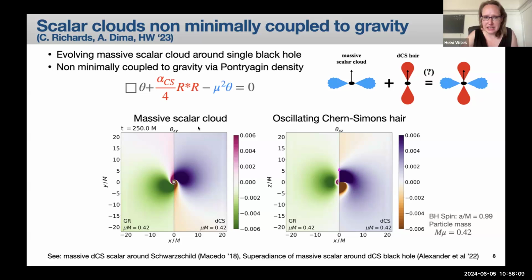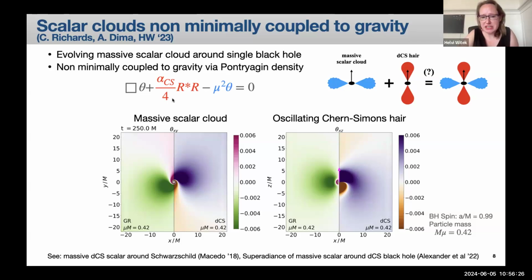So at the end of the day, this higher curvature correction does not affect the massive scalar field cloud, which might be expected given that this affects the axisymmetric mode that's aligned with the black hole spin.